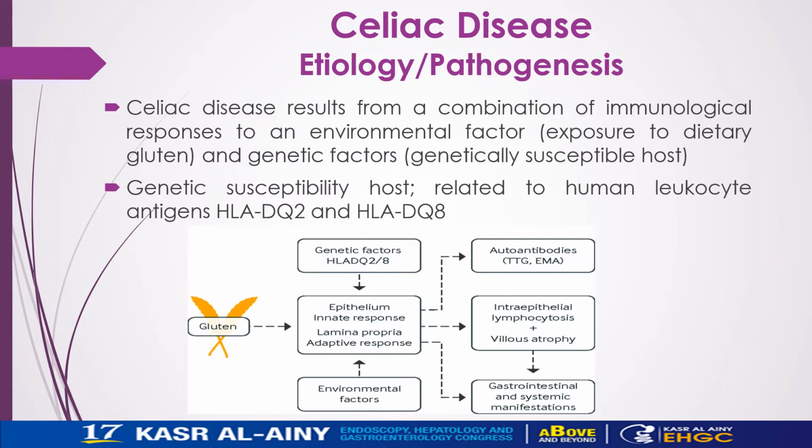Etiology and pathogenesis. Celiac disease results from a combination of immunological responses to an environmental factor, which is exposure to dietary gluten, and genetic factors, as it occurs in genetically susceptible hosts related to human leukocyte antigen HLA-DQ2 and HLA-DQ8.